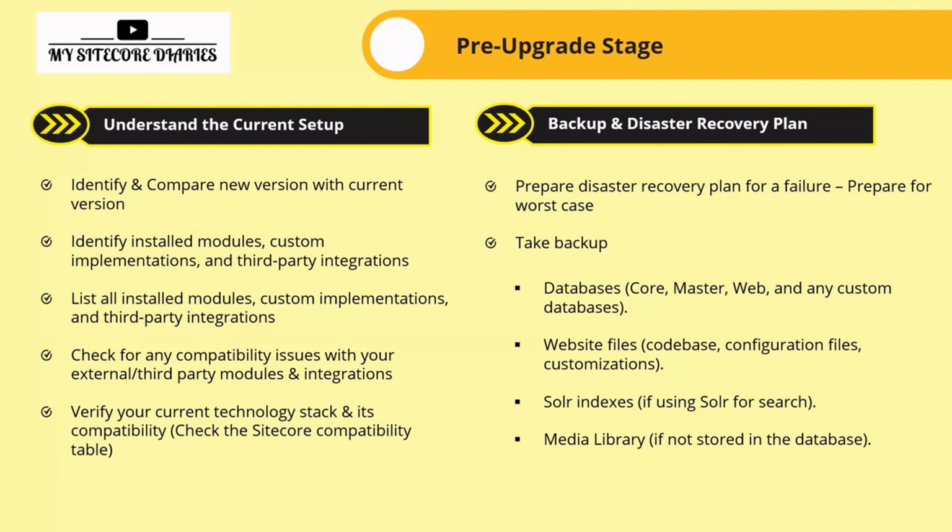Media library: if it is not stored in the database and is stored in the file system, then take the backup of your media library also. Custom configuration: whatever patch files, whatever site config changes you have made, you also have to list them and take that backup. So that is backup and disaster recovery plan.